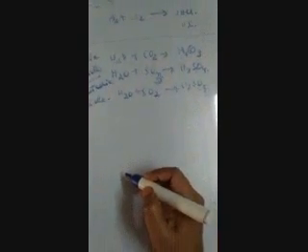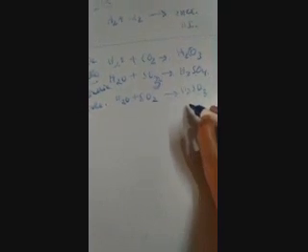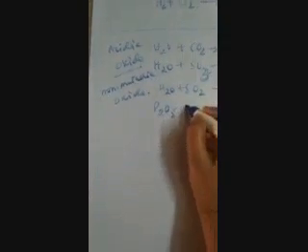Another one is phosphoric acid. So you can get it from P2O5, pentoxide, and water. Next is the preparation of acids from its salts.